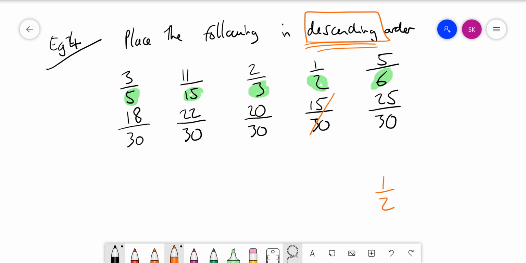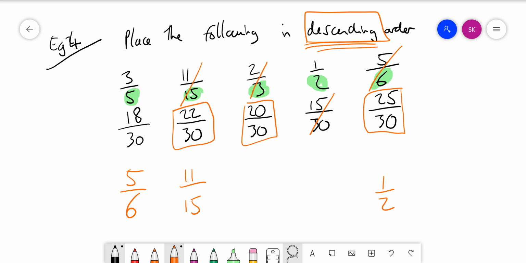And I can see it's the 25 over 30, which is the 5 over 6. That's the biggest. Next biggest, 22 over 30, 11 over 15. Next biggest, 20 over 30, which is 2 over 3. Next biggest is 18 over 30, 3 over 5. And then the half is the smallest.